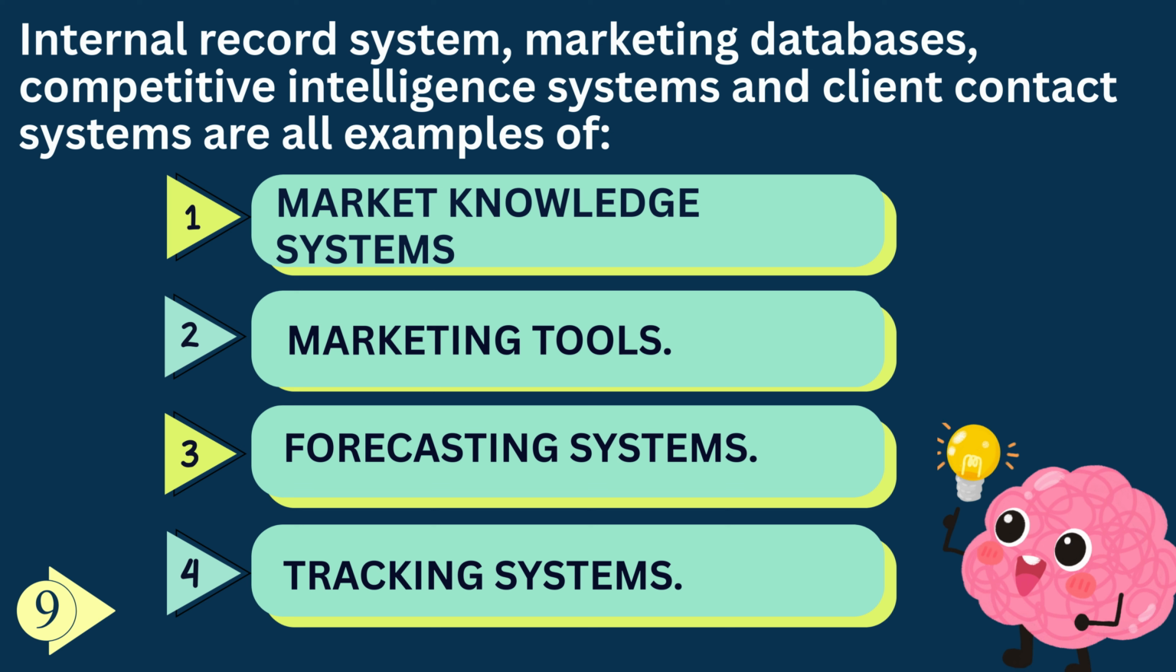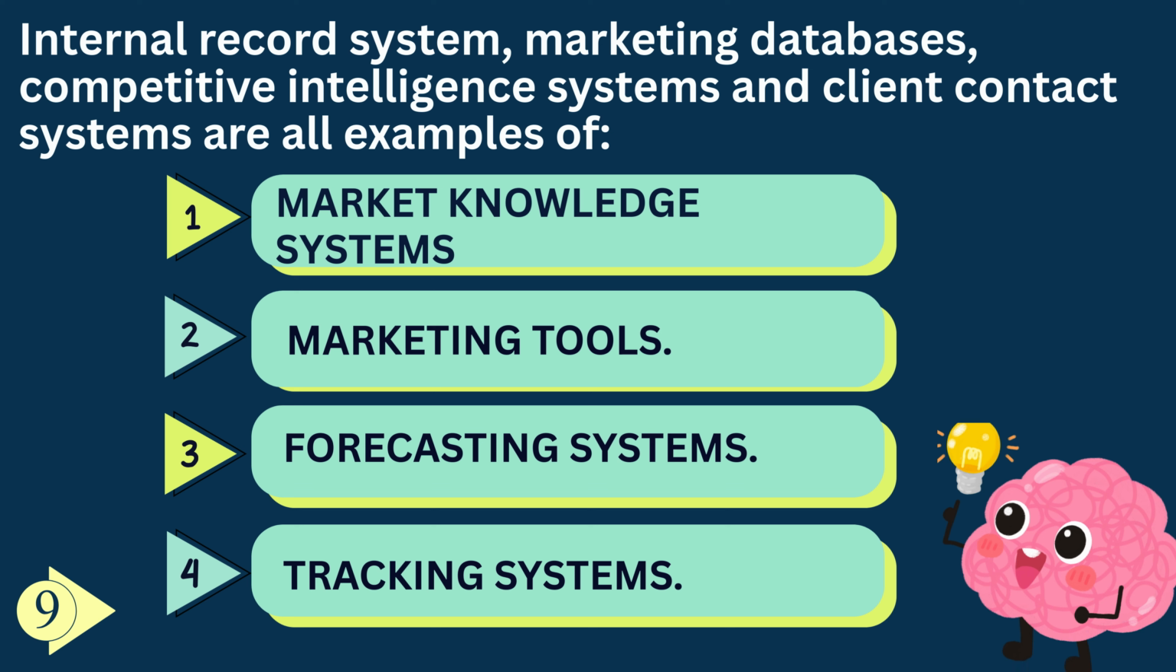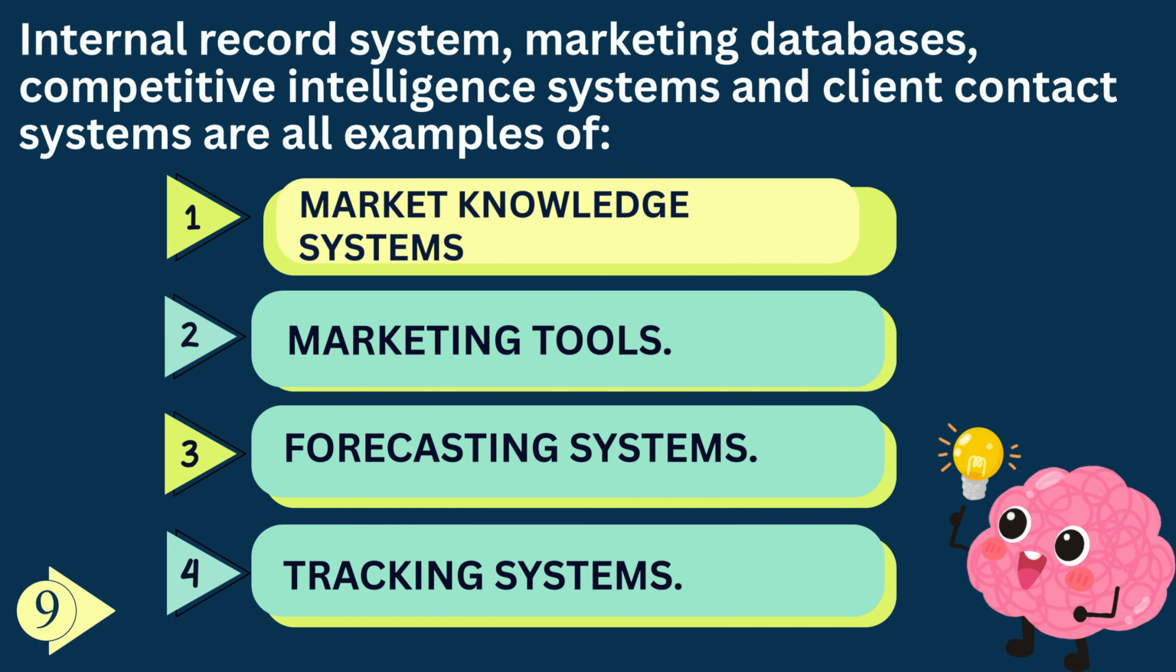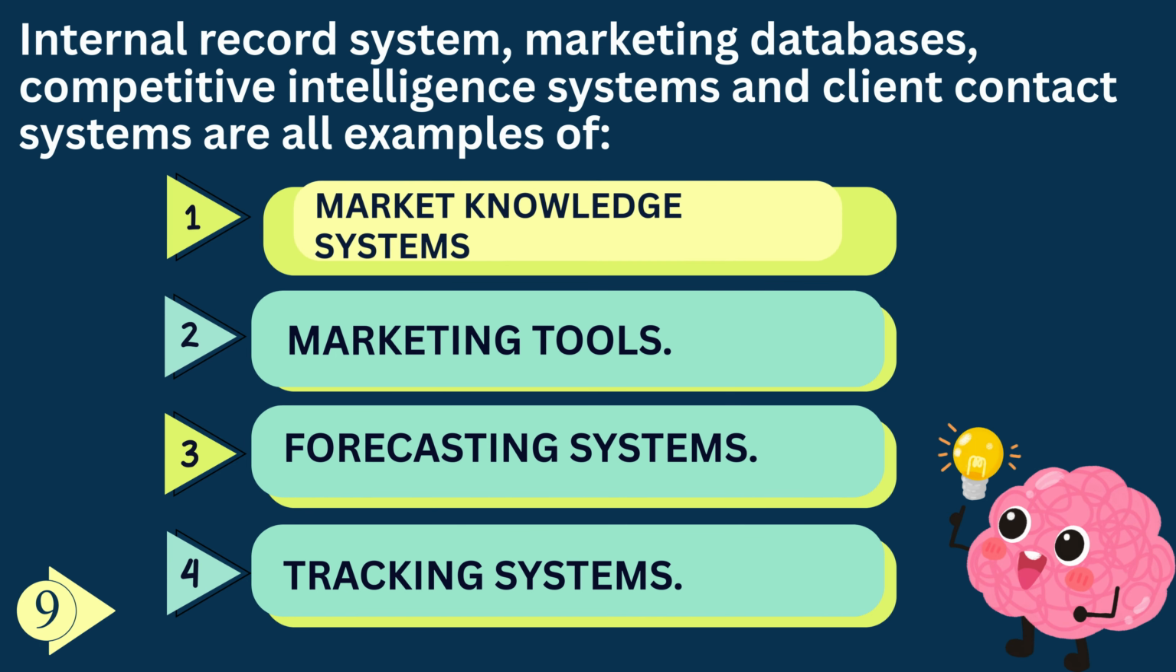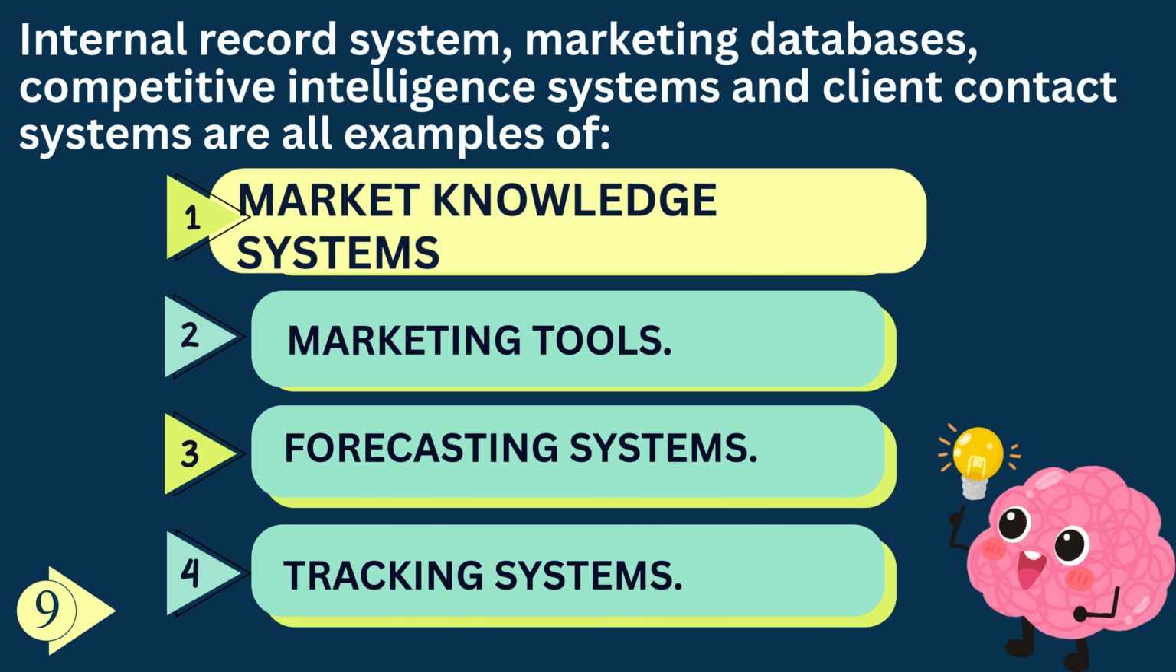Internal record system, marketing databases, competitive intelligence system, and client contact system are all examples of: option 1, marketing knowledge systems; option 2, marketing tools; option 3, forecasting systems; and option 4, tracking system. And the correct answer is option 1, marketing knowledge systems.